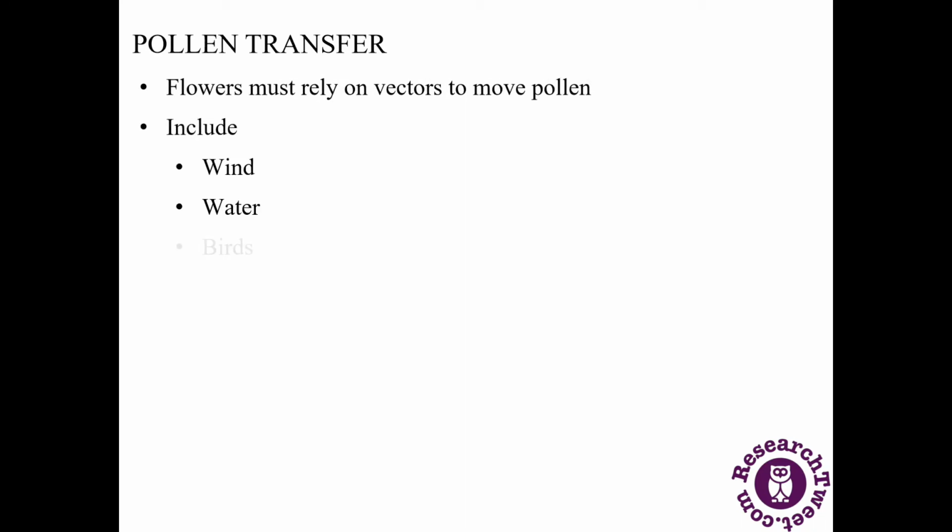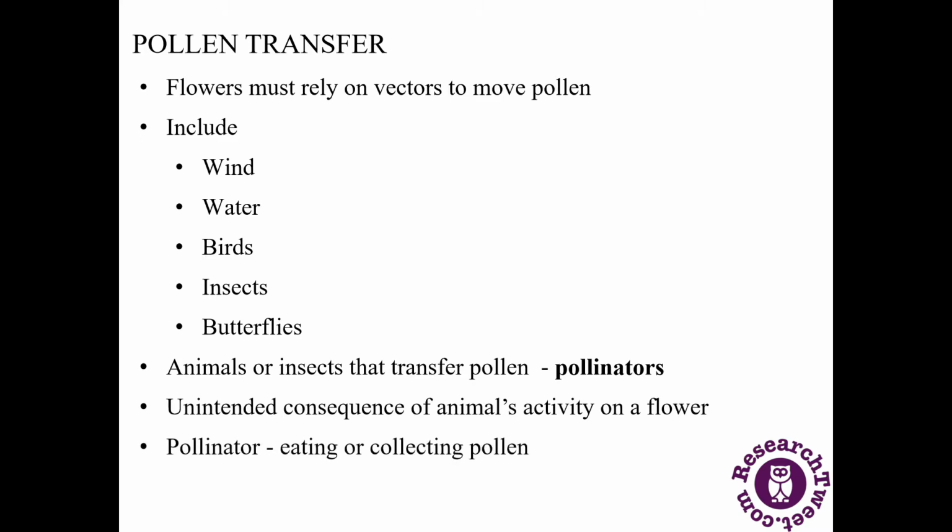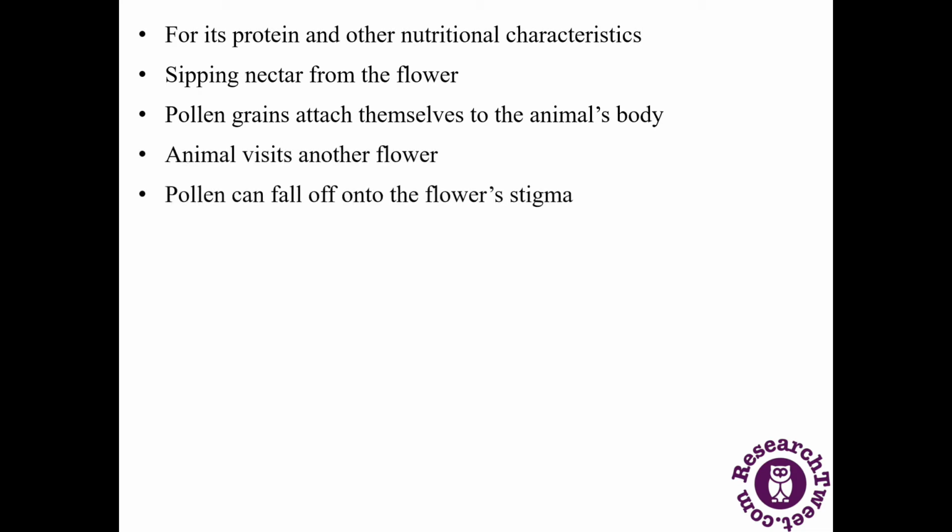Pollen transfer. Flowers must rely on vectors to move pollen. These vectors can include wind, water, birds, insects, butterflies, and other animals that visit flowers. We call animals or insects that transfer pollen from plant to plant pollinators. Pollination is usually the unintended consequence of an animal's activity on a flower. The pollinator is often eating or collecting pollen for its protein and other nutritional characteristics, or it is sipping nectar from the flower when pollen grains attach themselves to the animal's body. When the animal visits another flower for the same reason, pollen can fall off onto the flower stigma and may result in successful pollination of the flower.